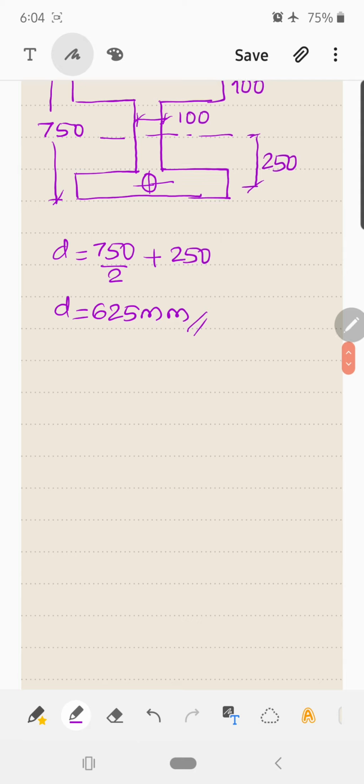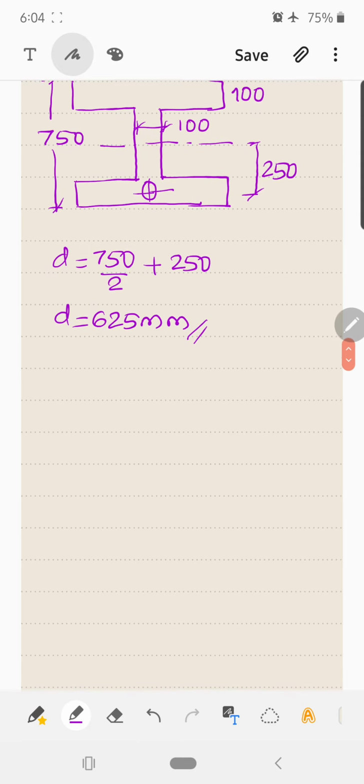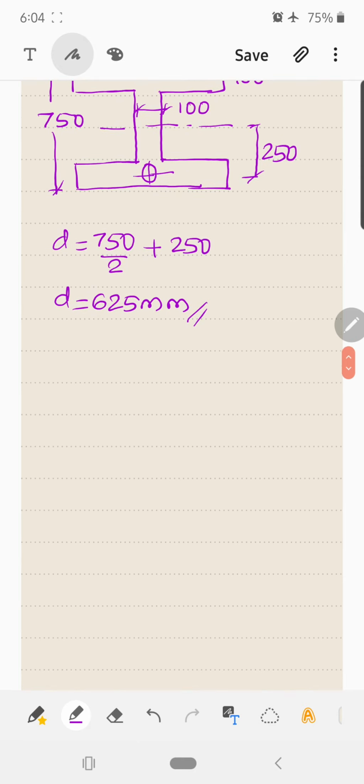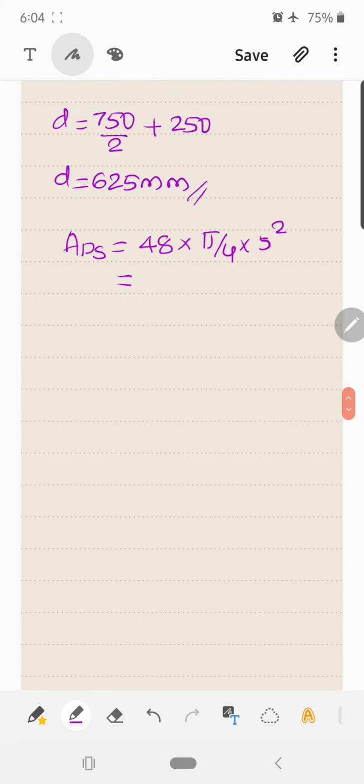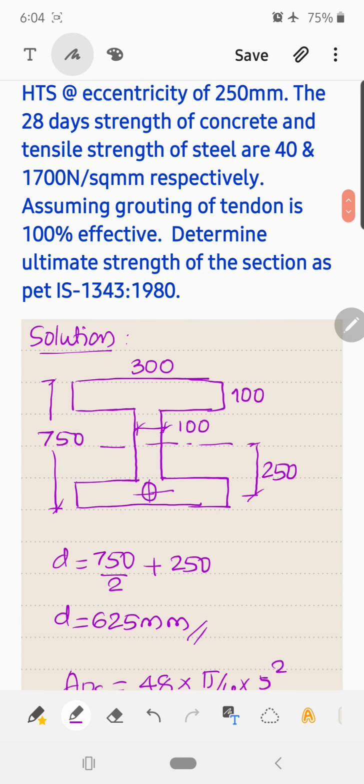Now similarly this problem you can solve by yourself. I'll give you the answer for this. So assume neutral axis within the flange, calculate the area of steel APS, you have 48 wires, so 48 wires of pi by 4 into 5 square. So calculate this APS. Then for post tension, you have to refer table 11 or table 12.